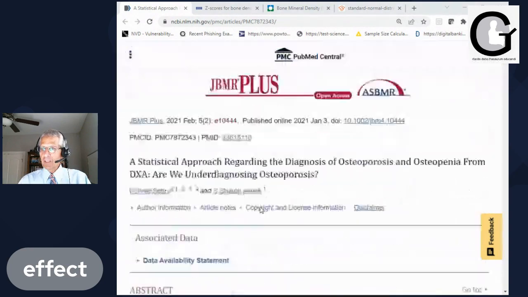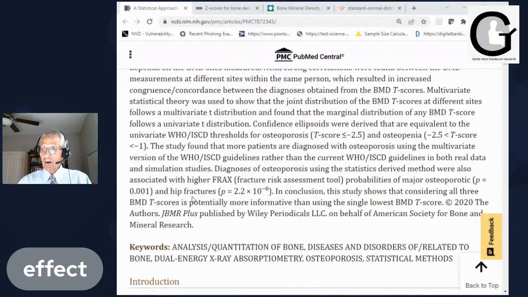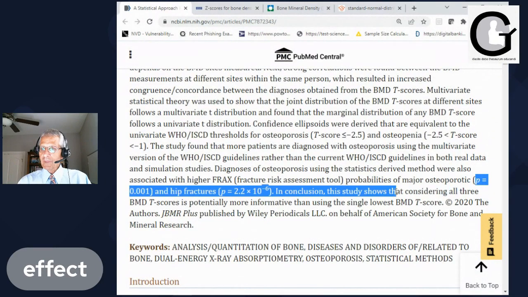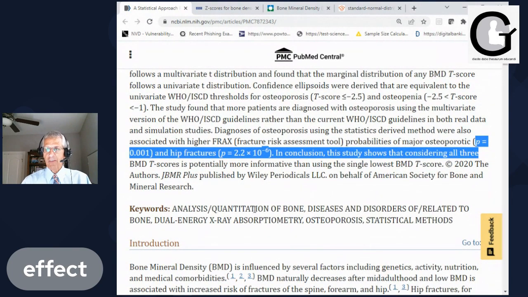Well, if we go back up here, you're going to see that the p-values here are really low. The p-value is 0.001, and hip fractures' p-value is 2.2 times 10 to the negative sixth. Both of these are less than 0.05, which is the normal alpha measurement. As long as it's lower than 0.05, you can reject the null hypothesis, and that means there is a difference between two samples, two areas, and that's what they want. They want that difference. So that's really interesting from the standpoint of how that all works.